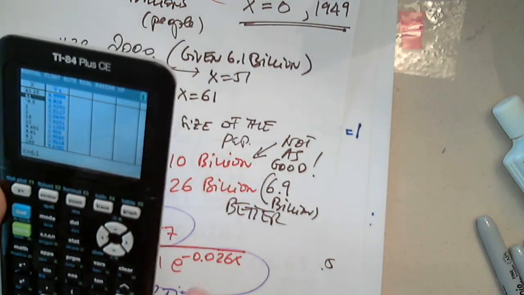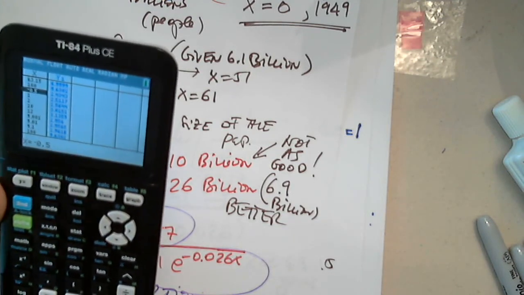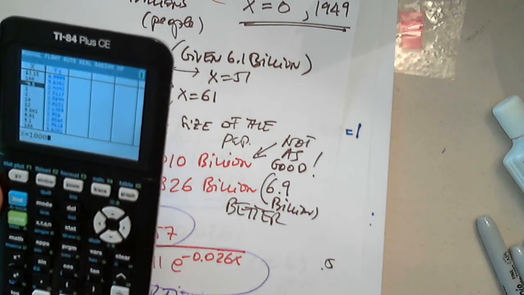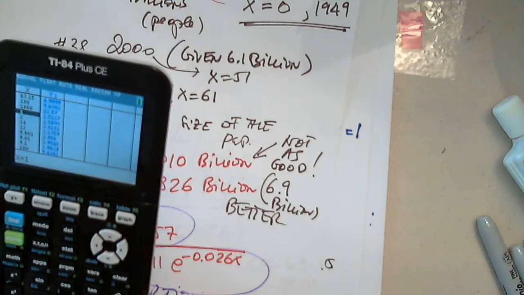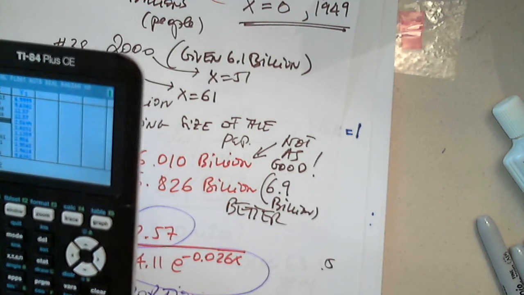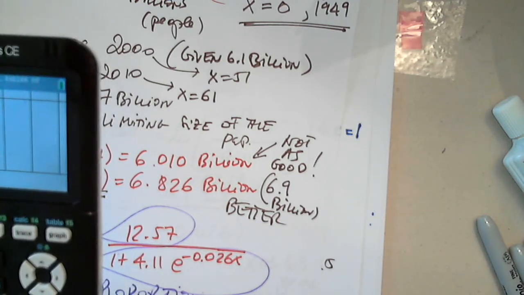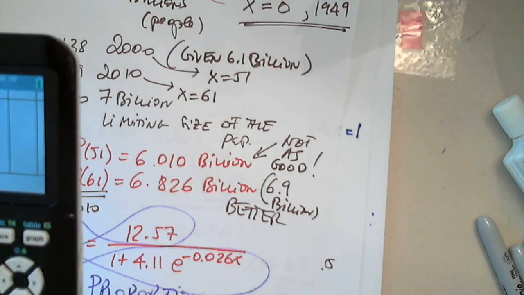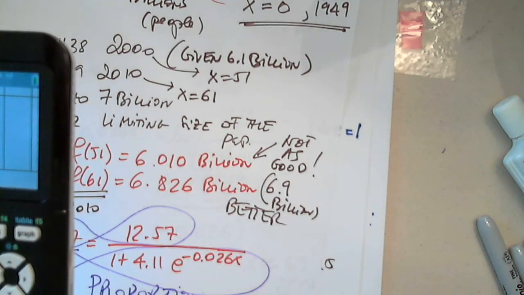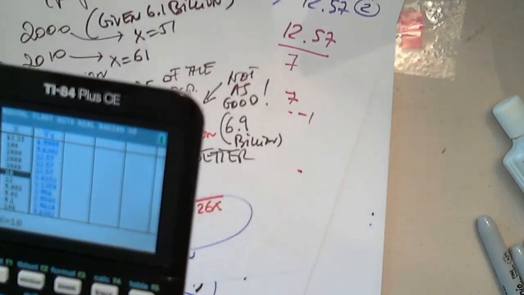Let's say 100 years from 1949. Let's say 1,000 years. Let's say 2,000 years. What do you see happens? Let's say 3,000 years. What happens? What number do we get?